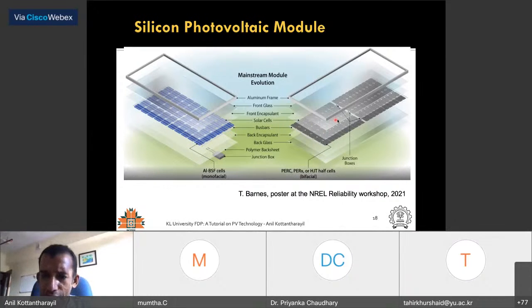This is a slightly different realization of this, pretty much the same as what you have here, but what you find here is on the back side, instead of using polymer, use glass. So this is typically used in the case of a bifacial module, so that you can also let light into this. The polymer backsheet is typically not transparent. Of course, these encapsulants are also polymers and they are transparent.